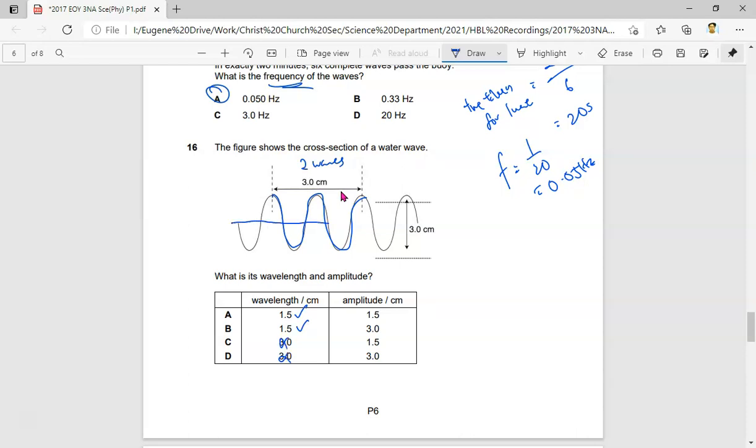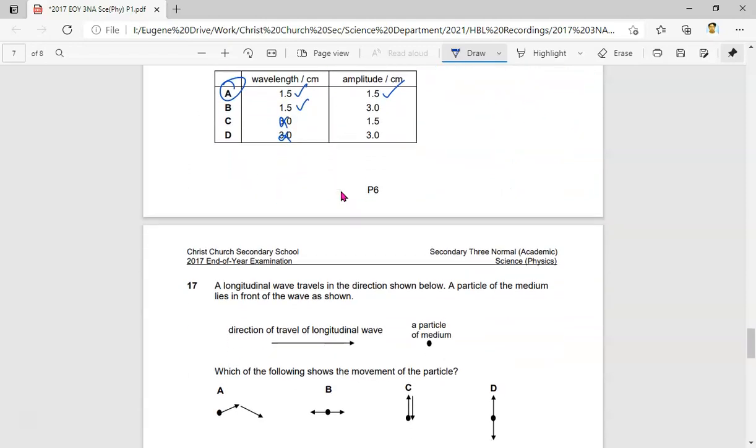Amplitude is the maximum displacement from the rest position. So 3 cm is from the bottom all the way to the top. The rest position is in the middle. So therefore, the amplitude is actually only 1.5 cm. So answer for this whole thing, 16, is actually A.